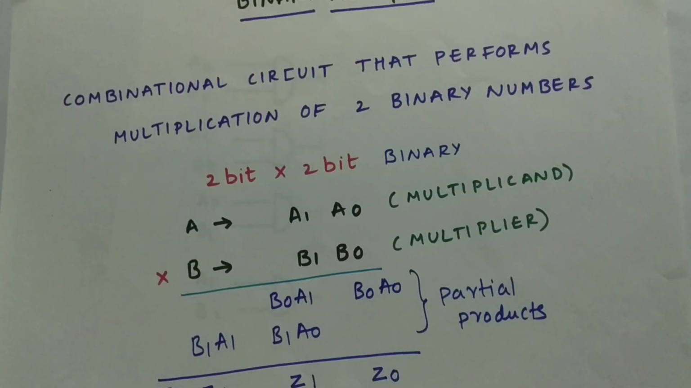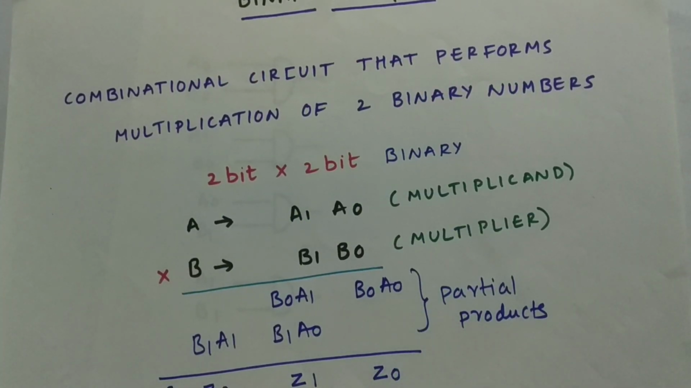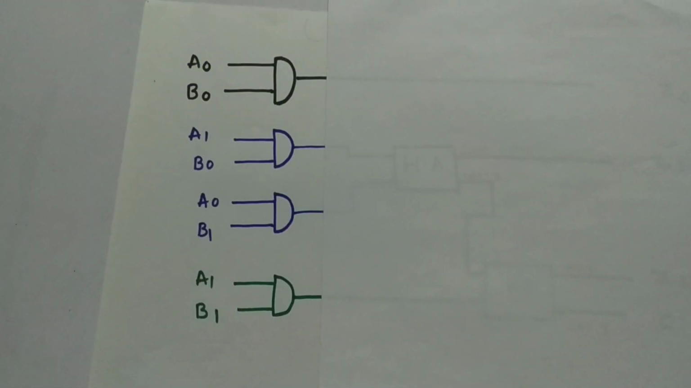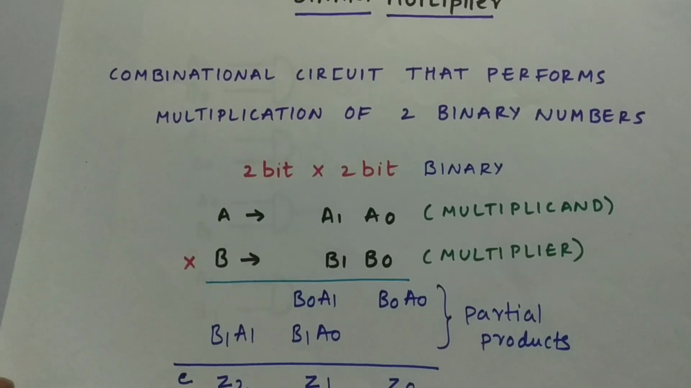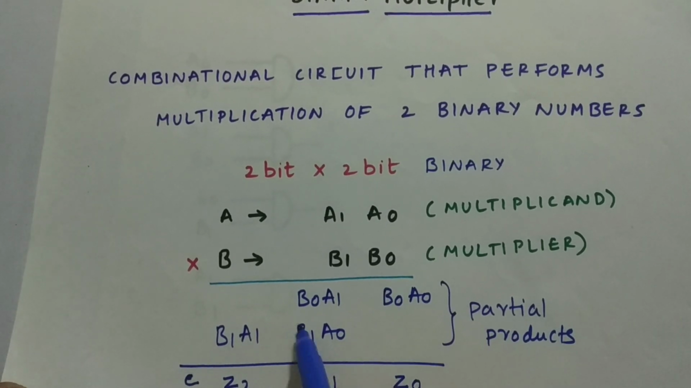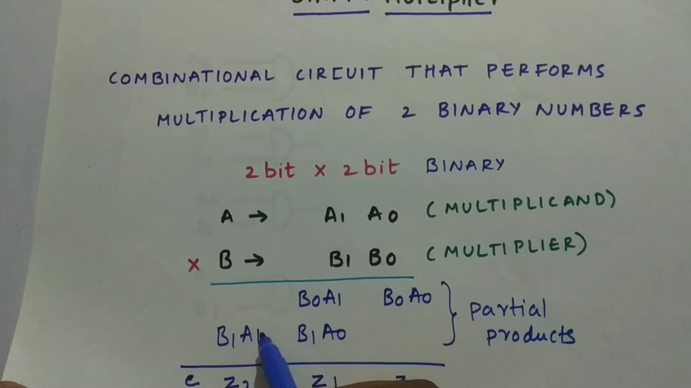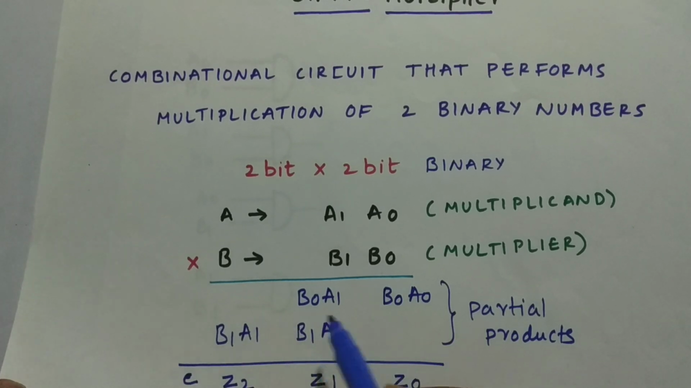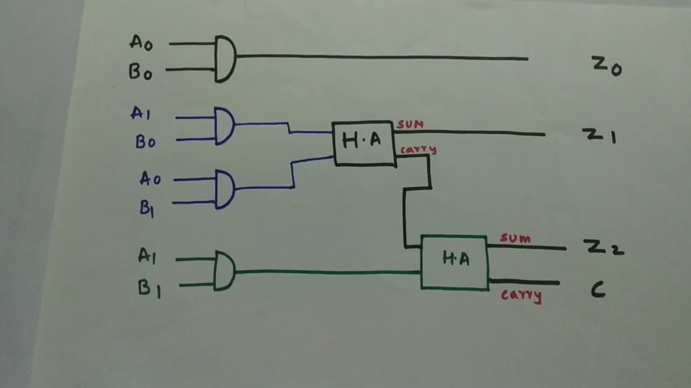Now let us go into the circuit. First we will draw AND gates for partial products. As you can see, these are our partial products: A0 B0, A1 B0, A0 B1 and A1 B1. After getting the partial products, we need to add 2 terms, which requires a half adder, and if there is a carry, for our safety there will be a half adder required for it. So we require 2 half adders. Let's see how it will be.